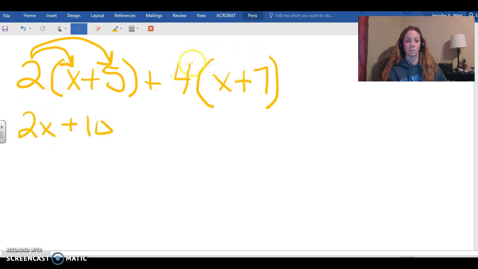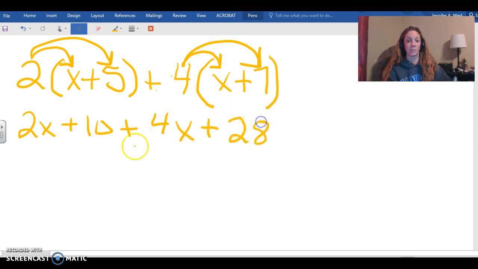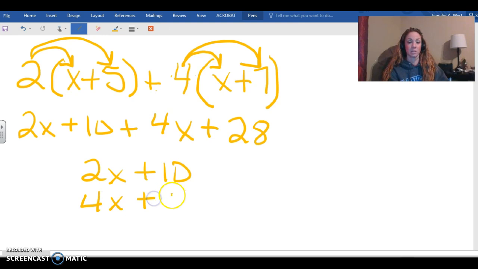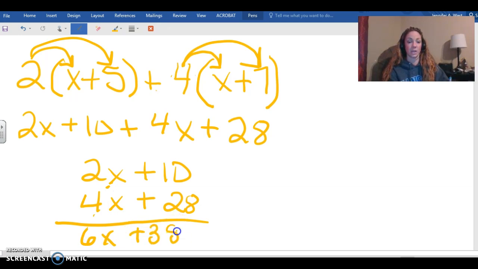Then you're going to do the same thing over here. Multiply the x by 4, multiply the 7 by 4. So you have plus 4x plus 4 times 7 equals 28. Now you have to combine like terms. So you have 2x plus 10. You can add the 4x to the 2x plus 28. So by the time you simplify that, you wind up with 6x plus 38. Does that make sense? So far, so good?